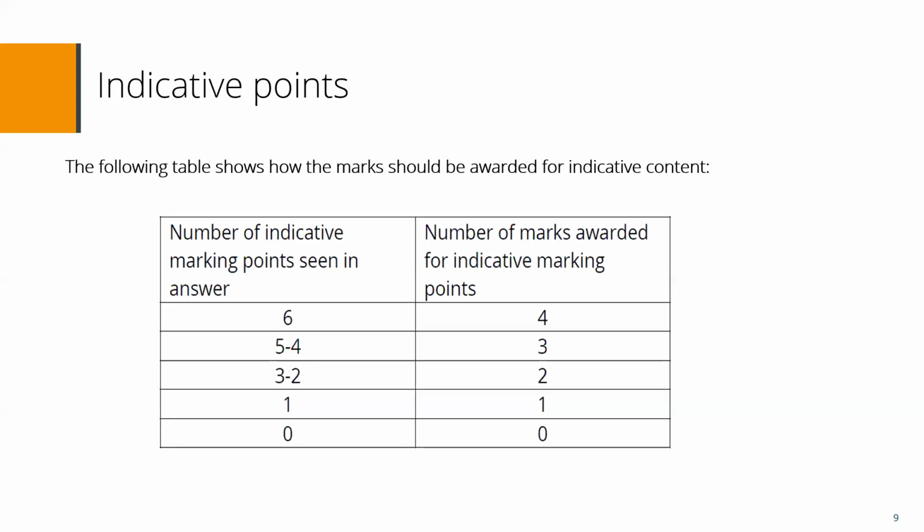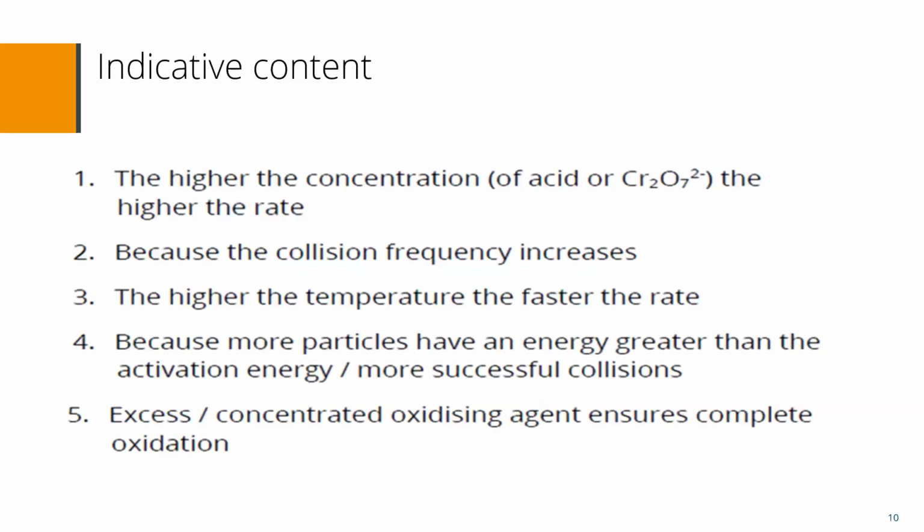There will be what the examiners call indicative marking points written down in the mark scheme, and there's usually 6 of them. And if all 6 indicative marking points are seen in the candidate's answer, then they will get 4 marks. If there's between 5 and 4, they get 3 marks, and you can see it works on a sliding scale. Now, the first thing you're thinking, if you're not familiar with this, is where are the other 2 marks going to come from if the student has got all 6 indicative points?